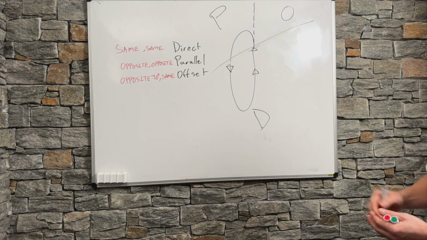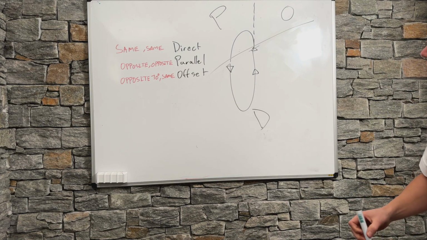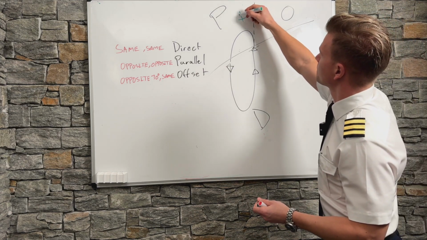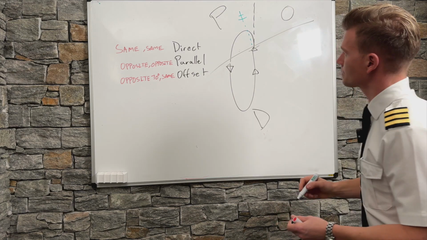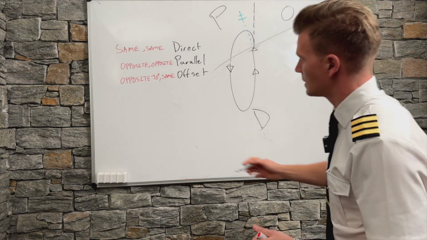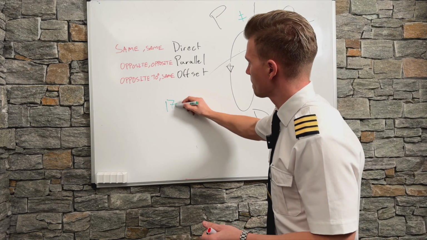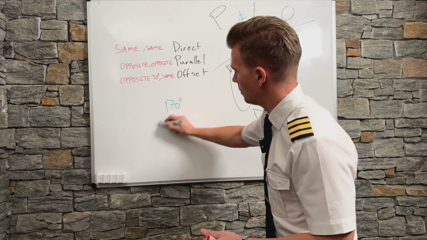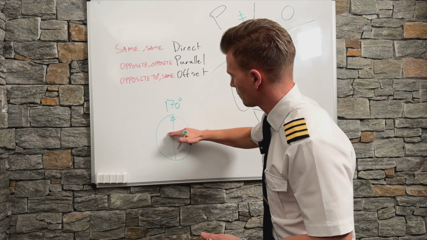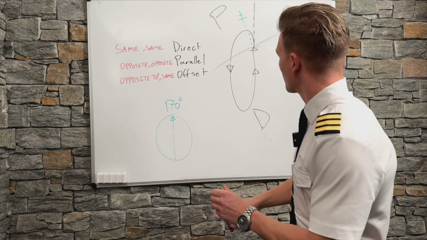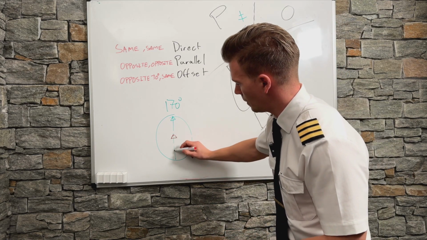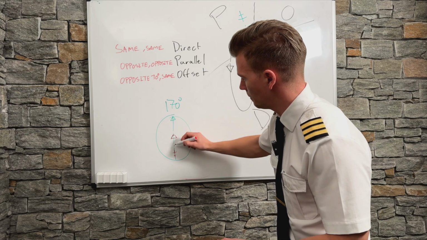So let's start off with an example of, let's say, the airplane is coming here towards the fix. It's flying at a heading of 170, that's going to be like this. Again, fix. We are here always flying this heading, okay?